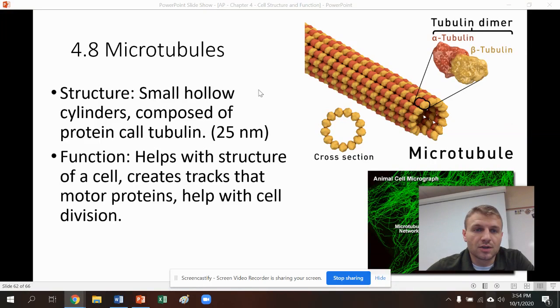The last cytoskeletal structure is microtubules. These are the largest. They're made of something called tubulins. These are the monomers, and put together, they make the microtubule. They're about 25 nanometers wide. They really help with the structure, but they also create trackways for the motor proteins we're going to talk about in a second.